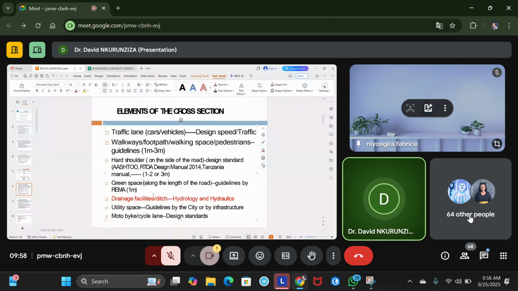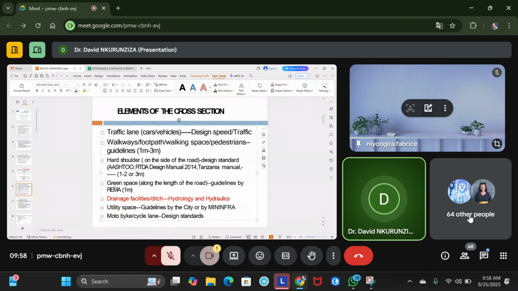Another key element of the road cross-section is the utility space. These are the guidelines by the City of Kigali and by the Ministry of Infrastructure, MININFRA. MININFRA is our Ministry of Infrastructure in Rwanda. So we need to always provide a utility space. Then you also have to provide a motorbike and a cycle lane. But sometimes we may not provide this one because of land scarcity.